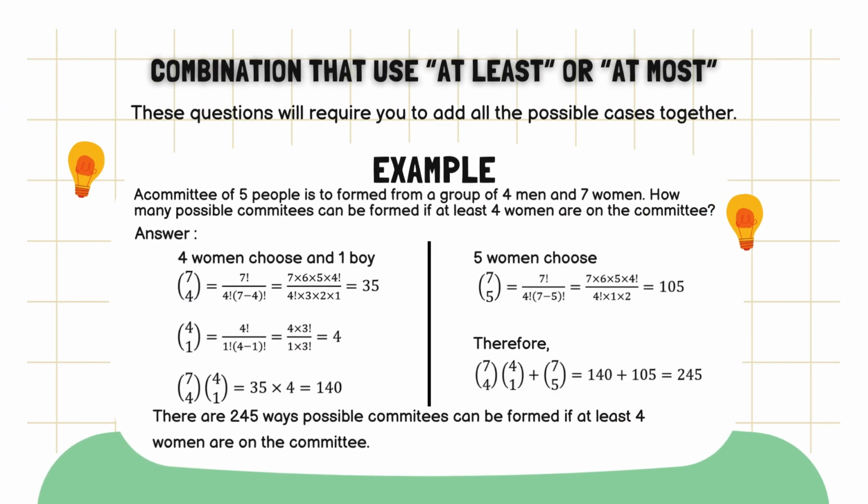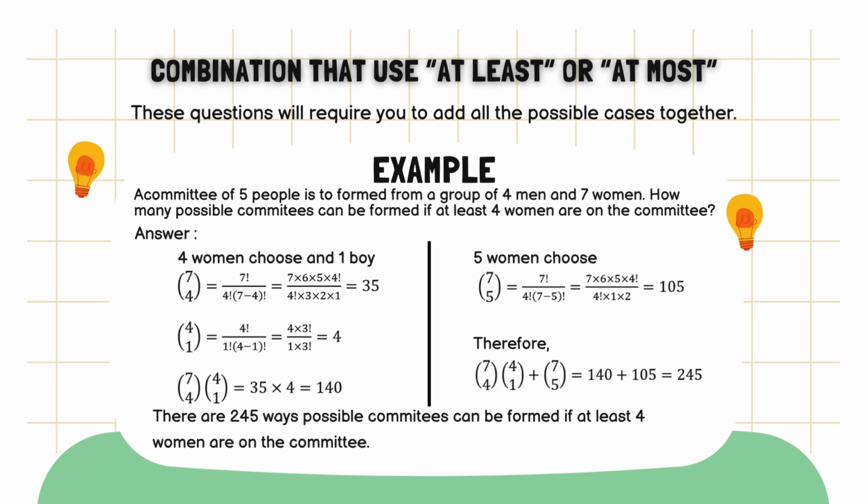Okay, next, the type of combination that uses at least or at most. The question will require you to add all possible cases together. Example, a committee of 5 people is to be formed from a group of 4 men and 7 women. How many possible committees can be formed if at least 4 women are on the committee?